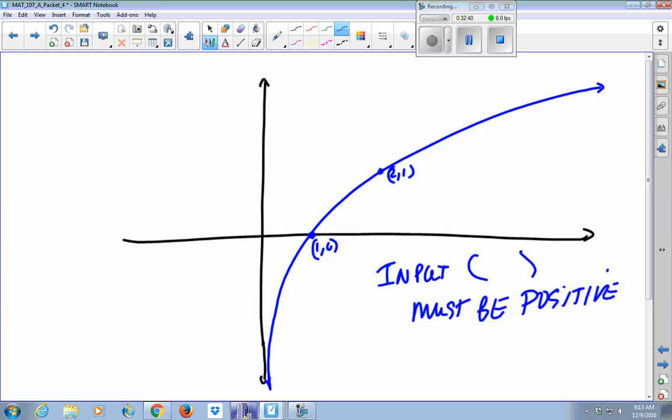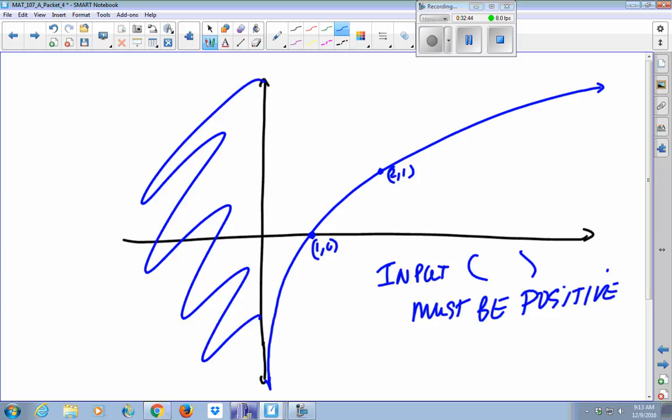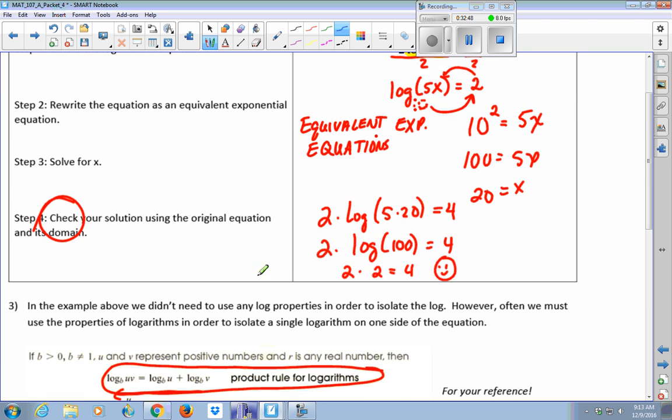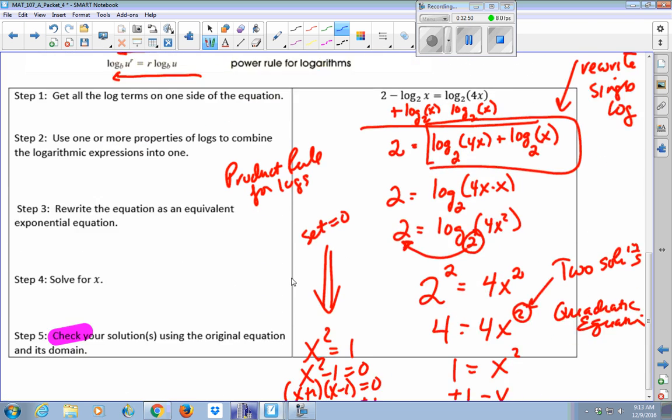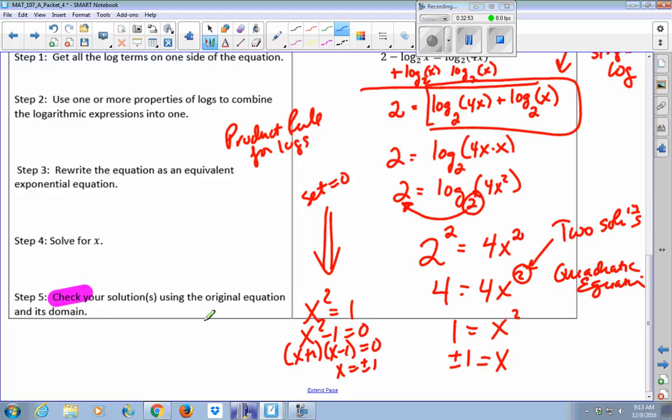In order for you to be able to get an output, okay? This part of the graph doesn't even exist. So when you take a look at these 2 answers, you don't just say to yourself, oh, because I have a -1, it's not going to work. It depends on what your input looks like, but we're going to check it.